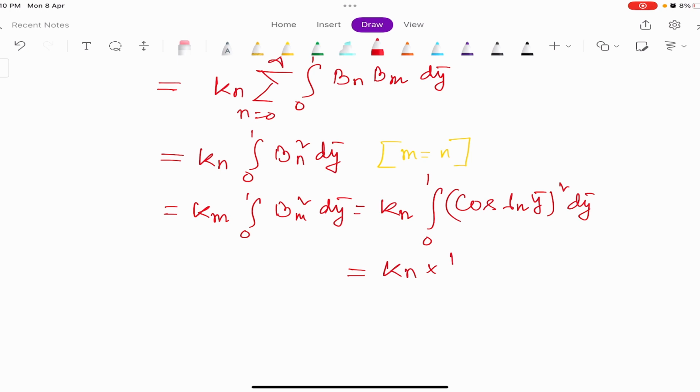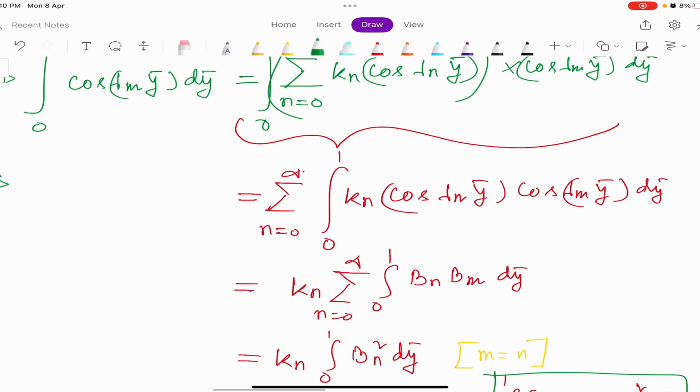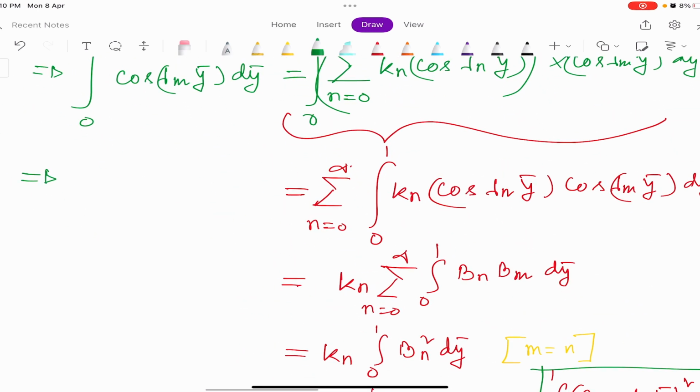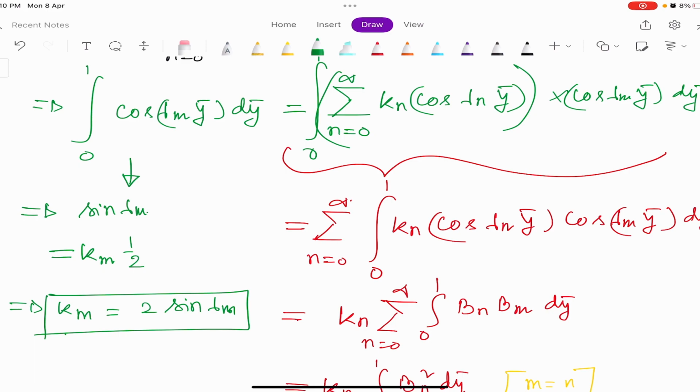So if this is half, you just do this integral and this will come out to be half. So now we can find that the integral of cos is sine, so this is sine of lambda m into y. That is fine, and this is equal to km into half. So then we can find this km as 2 into sine of lambda m. So we have now the form of km.